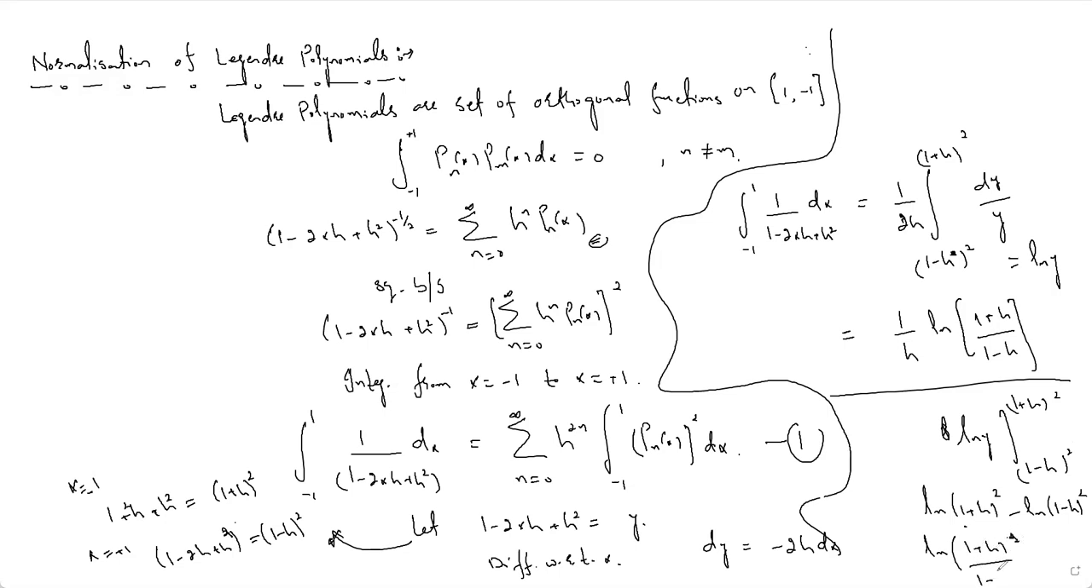divided by 1 minus h whole square, or I can say this will be twice ln of 1 plus h divided by 1 minus h. Now this 2 and 2 will get cancelled out, and I will get 1 by h ln of 1 plus h divided by 1 minus h. Is it okay?